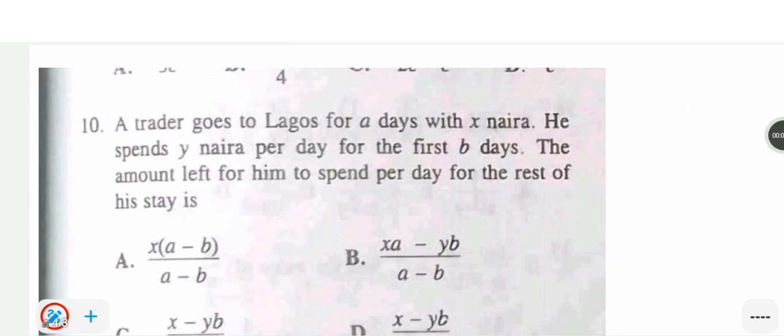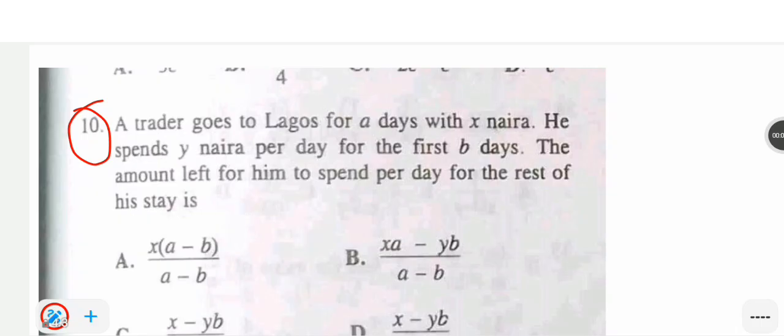Next question. We're told that a trader goes to Lagos for 8 days with X naira. He spends Y naira per day for the first B days. The amount left for him to spend per day for the rest of his stay is. So let's break it down like this.